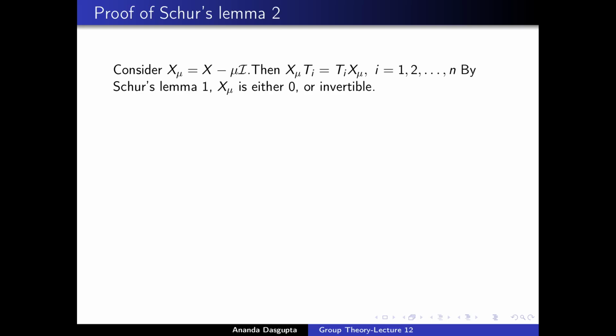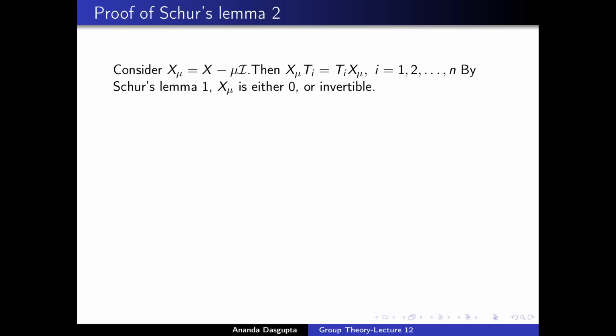Just to remind you, Schur's first lemma can be used in the case when V1 and V2 are both equal to V, the same vector space, and that is exactly the case that we are using here. And according to Schur's first lemma, X mu must then either be 0 or be invertible. Now the statement is true for all values of mu. But let us now think of a special value.